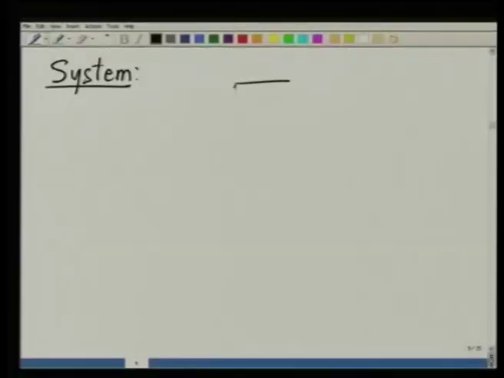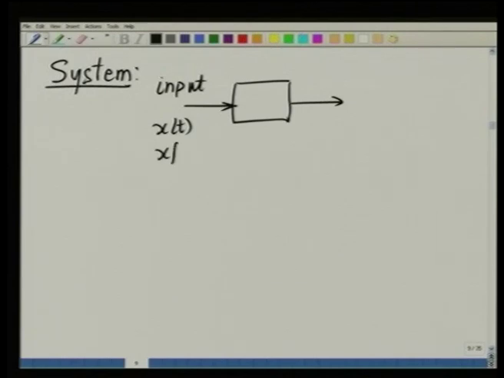A system is usually represented as a rectangular box to which we have an arrow coming in from the left and an arrow going out of the right. The left side is called the input, and we usually denote it by x(t) or x[n]. The output is what we find on the right, and that is y(t) or y[n].